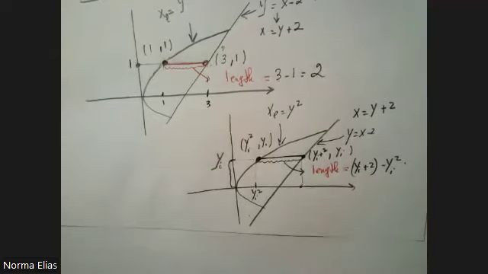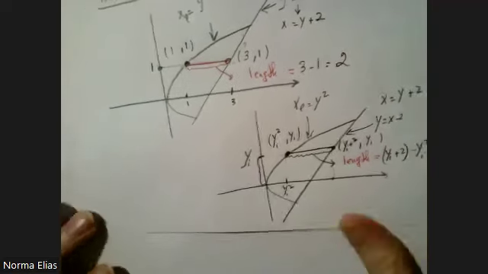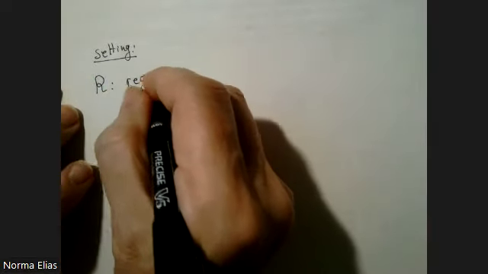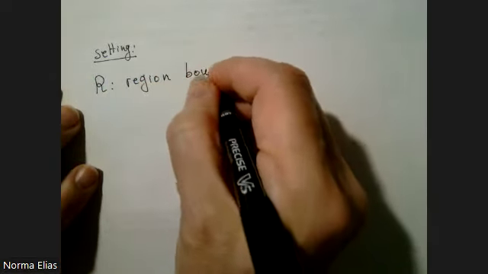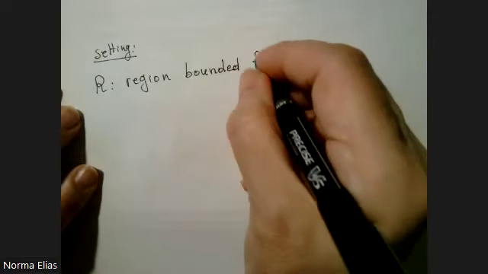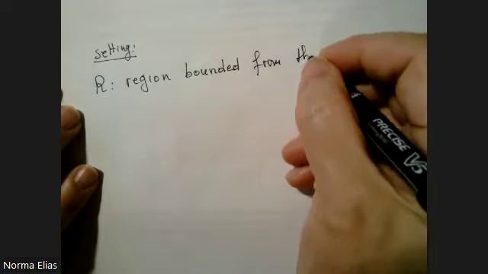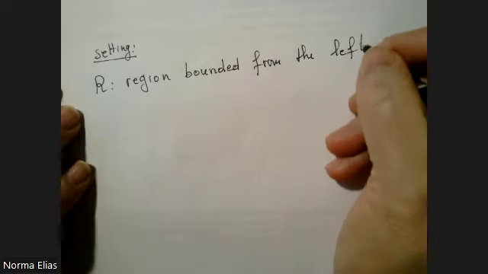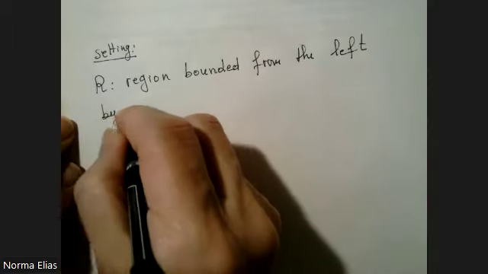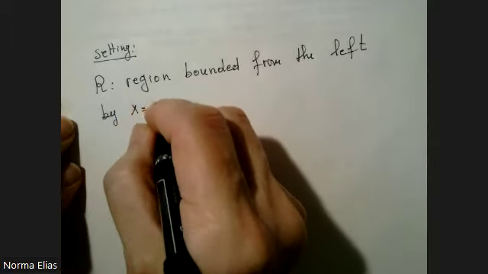Okay, so whatever we're doing for x, we're doing it for y right now. All right, so now let us see what the general situation is, and then we go back to this example. So now let's have the following setting. And by now you should almost see what I'm going to do. Let R be the following region. R is the region bounded from the left by the graph of x equal g of y.